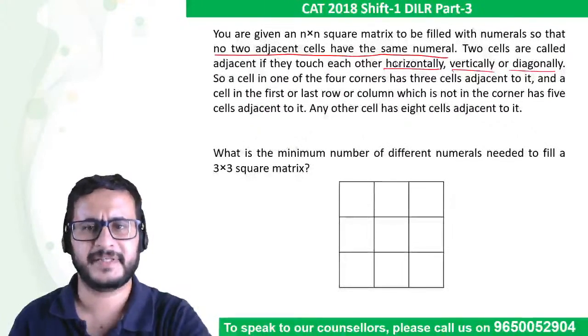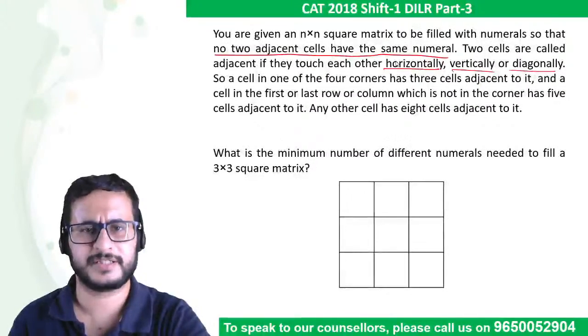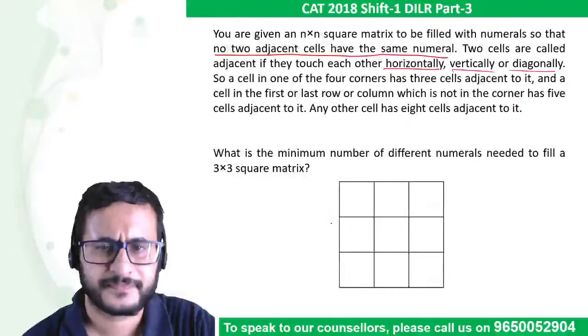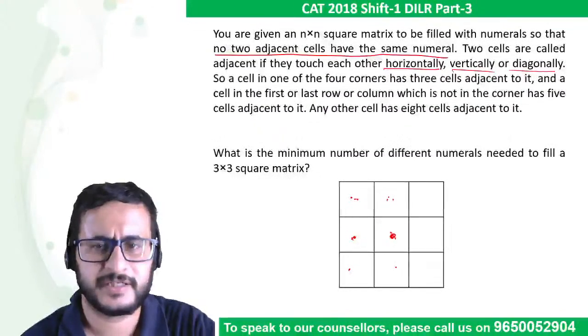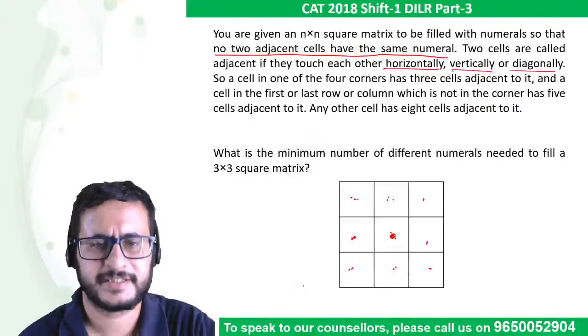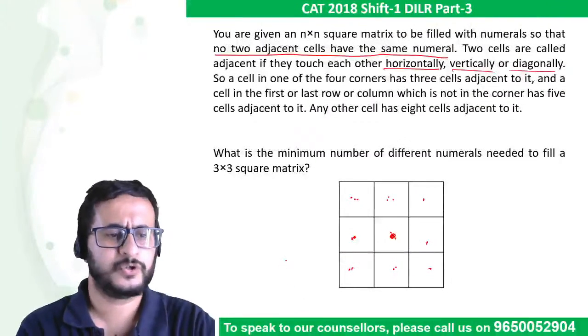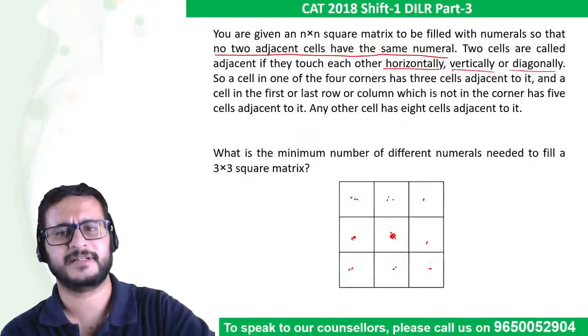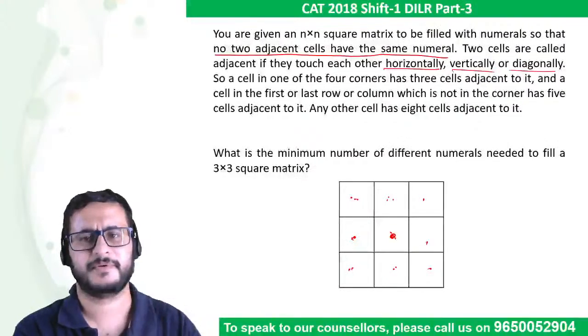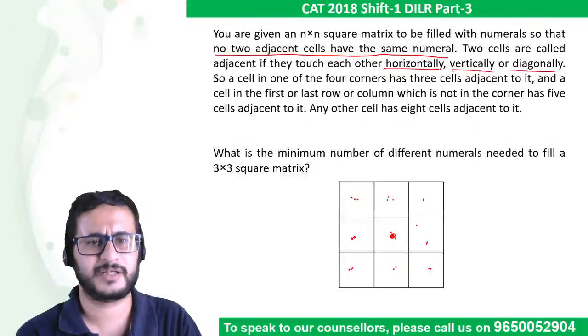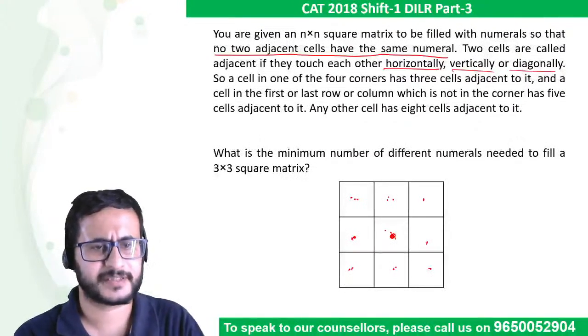So what it means is, if you have a corner cell, it has 3 cells adjacent to it: 1, 2, 3. If it is at this position, it will have 1, 2, 3, 4, 5, and if it is a central position, it will have 8 cells adjacent to it. So no 2 adjacent cells can have the same number on them. Now the first question is, what is the minimum number of different numerals needed to fill a 3 by 3 square matrix?